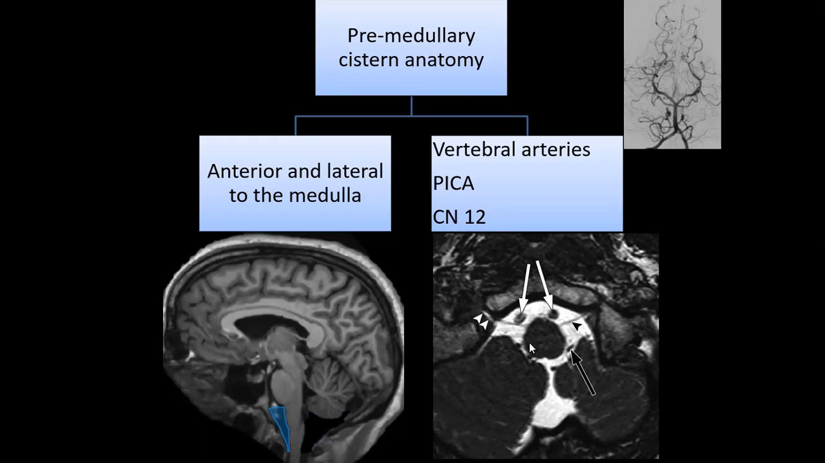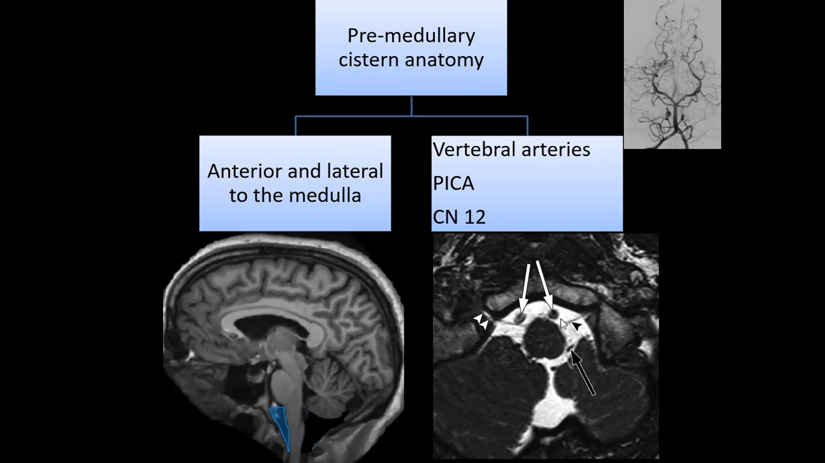This is the closed medulla. These are the 2 vertebral arteries, and this is the hypoglossal nerve directed to the hypoglossal canal, and this is the loop of PICA or posterior inferior cerebellar artery. This is angiography showing the vertebral system. These are 2 vertebral arteries. This is the PICA with its loops, the basilar artery, and 2 posterior cerebral arteries.